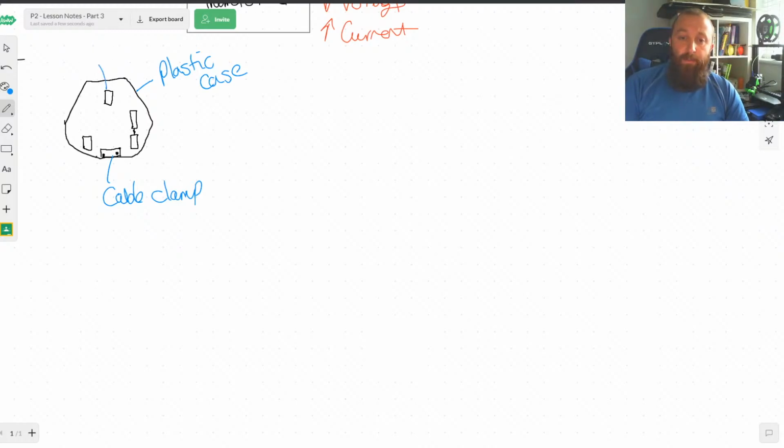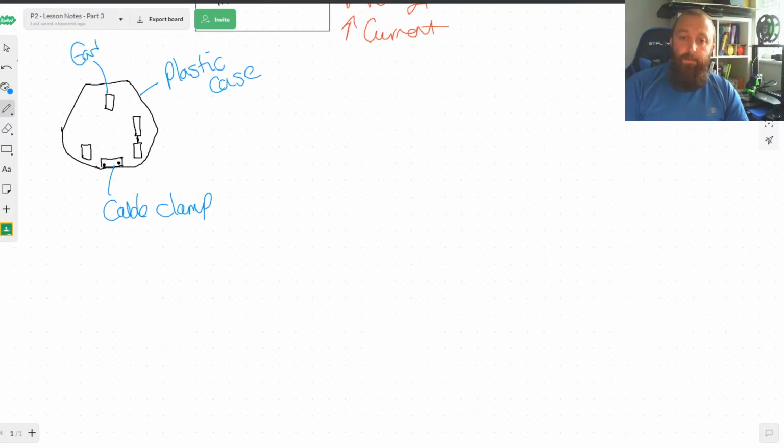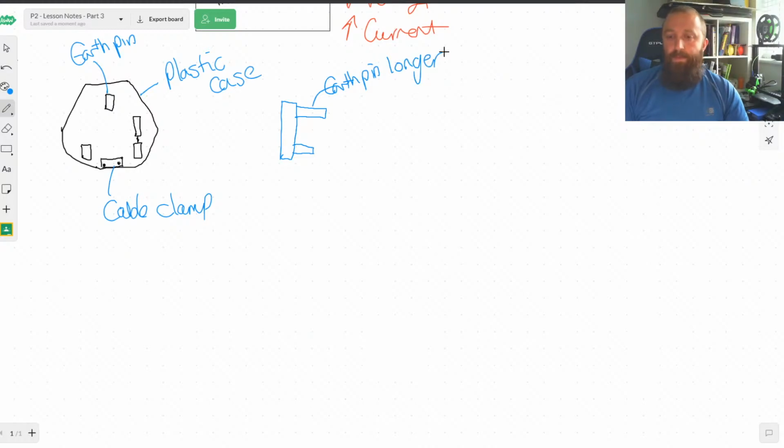We have our earth pin. We know that if we look at our plug from a sideways point of view, there's our earth pin, and our other 2 pins are here. Our earth pin is going to be longer. We'll look at the function of the earth pin in a moment, but that's another one of our safety features. We have a fuse.